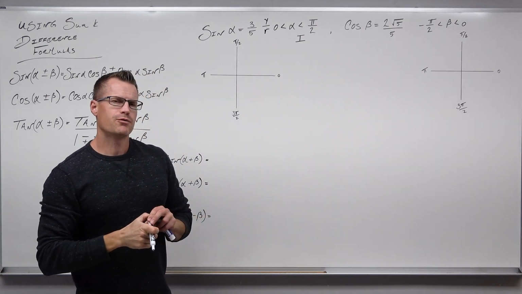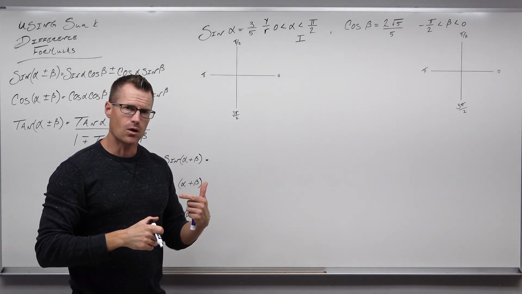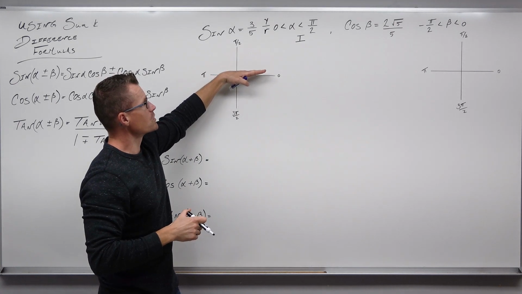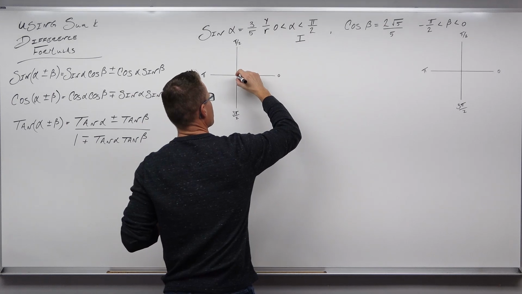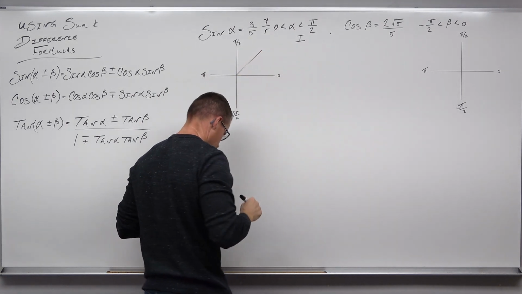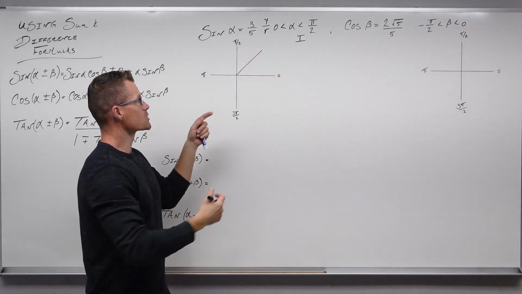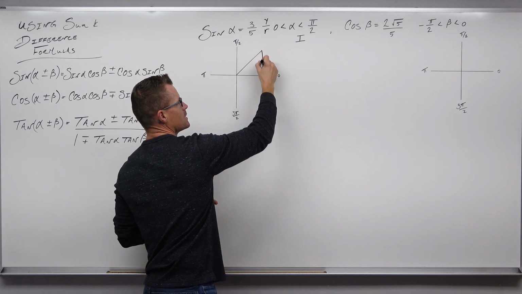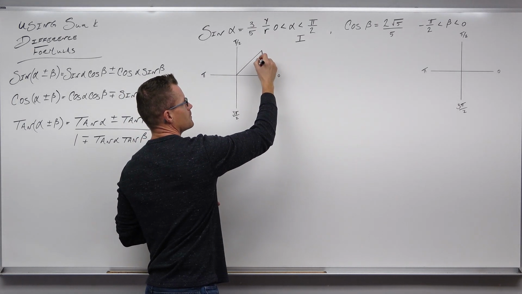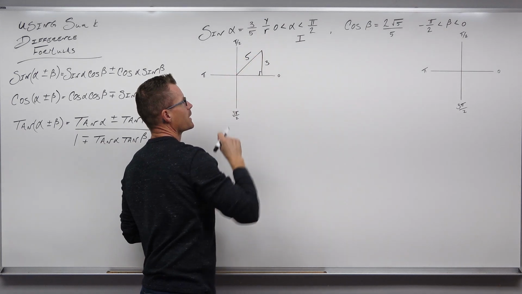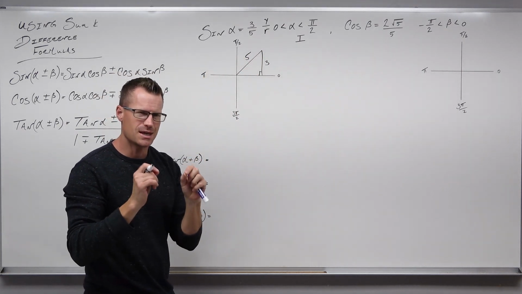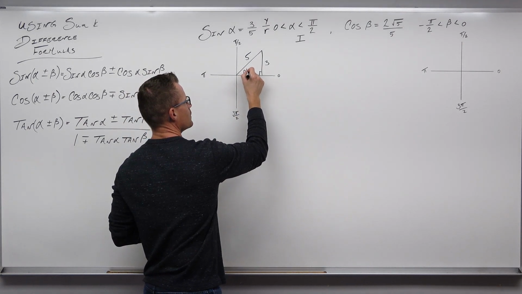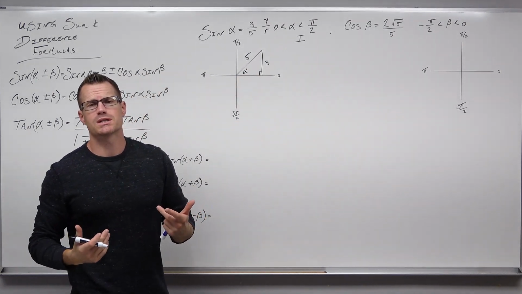Well, if we know that y is 3 and r is 5, and we're in quadrant number 1, then we can go ahead and draw something. In fact, we can draw the angle alpha. So we know that our y value is 3, and our r value is 5 for this particular alpha that is in quadrant 1. So that's a really good representation of that angle.